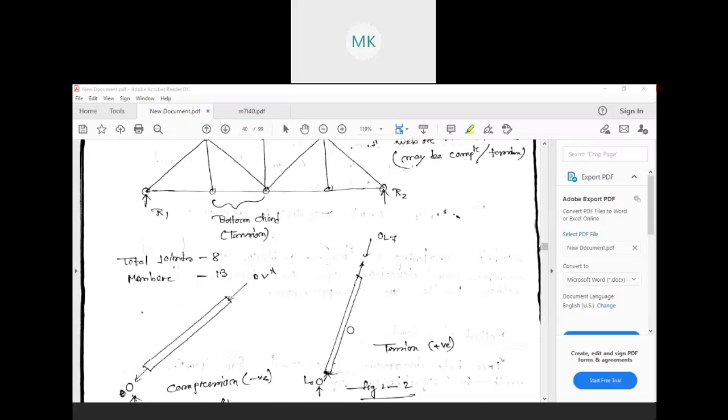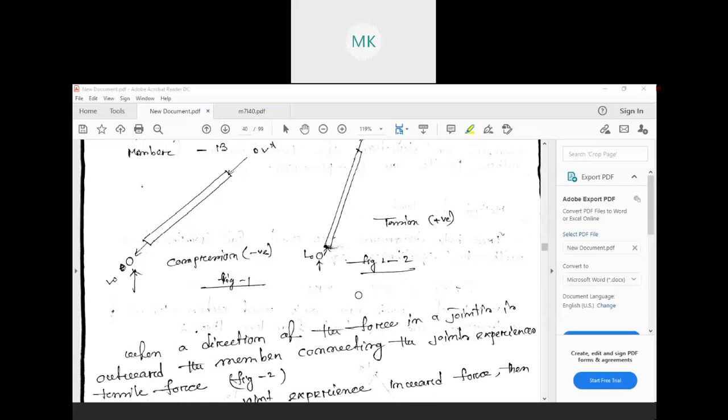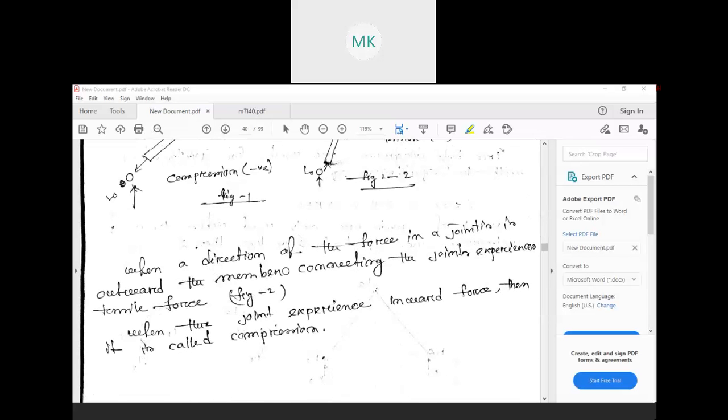So we'll go one by one. I think all of you know how tension and compression work, so no need to explain it again. If the force is coming outside, it is tension. If it is coming inside, then it is compression. When the direction of force at the joint is outward, the member connecting the joint experiences tensile force. When the joint experiences inward force, then it is called compression. It's a very simple thing. You are familiar with this from your third semester itself.